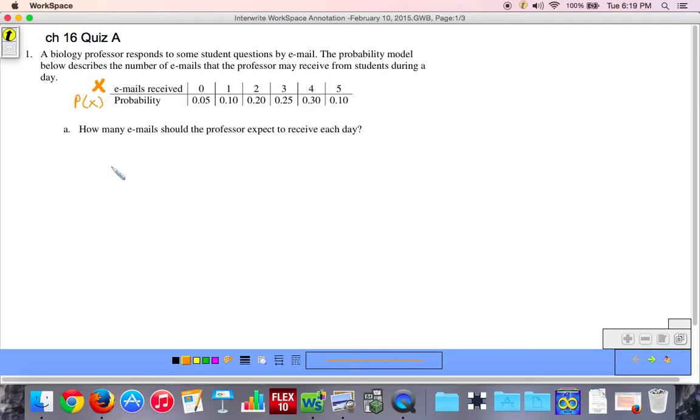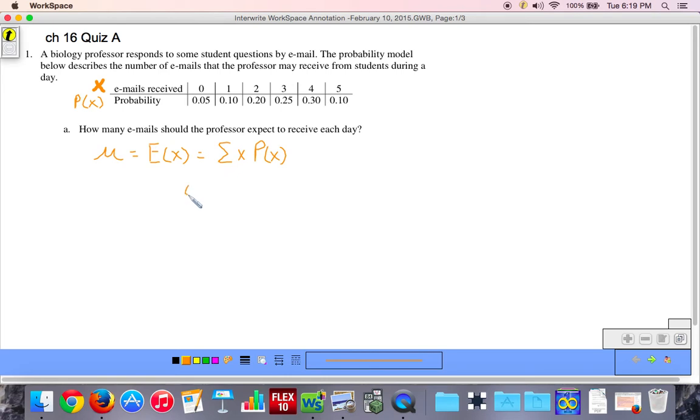So how many emails should the professor expect to receive each day? Well, we know the mean number of emails, or the expected value, or the expected number of emails, can be given by the equation, the summation of X times P of X. Okay, so let's take a look at what that would look like. So here's our X, here's our P of X, and we're going to sum up those values.